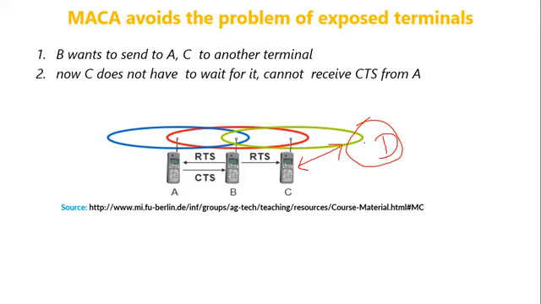Because C's communication with D is not going to affect in any way the communication of B with A, C basically need not defer its communication. So C is unnecessarily deferring the communication, and there is a wastage of time. This problem is called the exposed terminal problem. This problem happens because B is exposed to C.